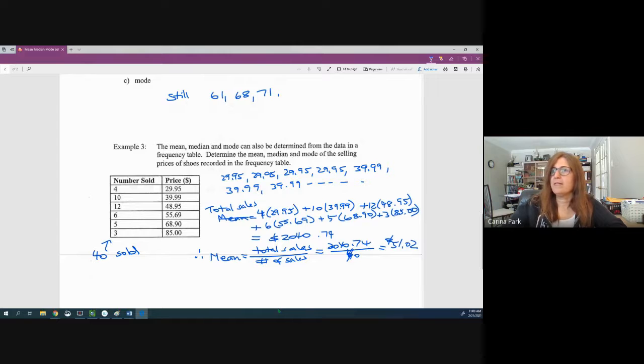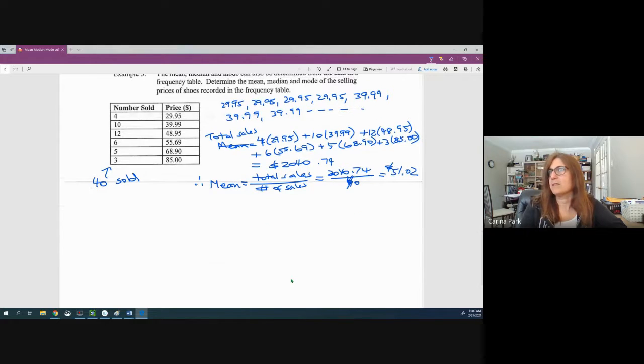Okay, so finding the average is not just adding up all these price columns. There's going to be a certain amount of each one, right? So we have to know how many we sold at each one, and then we can add up all of the sales and then divide it by the number that we sold. Okay, so that's mean. And so now we're going to do median and mode for this example.